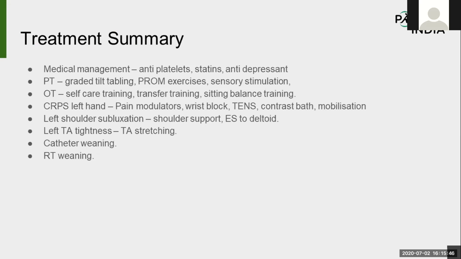OT included training in self-care activities, transfer training, sitting balance training, and for managing the CRPS, pain modulators and wrist block tents were given. For left shoulder subluxation, shoulder support was given and electrical stimulation was given to the deltoid. For left TA tightness, TA stretching was given and an AFO also was given. Then catheter weaning was done and RT was weaned off.